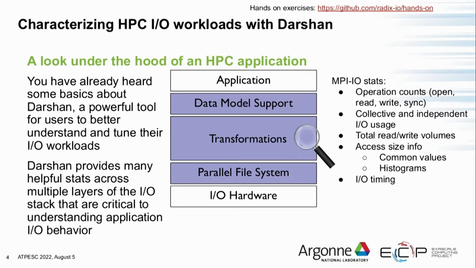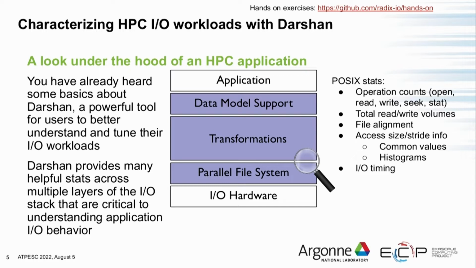The transformation level, this is MPIO, is converting from the application level data model support to something that will give you performant POSIX level access. At the MPIO level, we're capturing, again, operation counts like you'd expect. We're capturing details on whether collective or independent I/O is used to particular files. And we again capture information on read and write volumes and more information on common access sizes used by the application. So that's just common access sizes, but also entire histograms of all of the operations that an application issued. And again, more I/O timing.